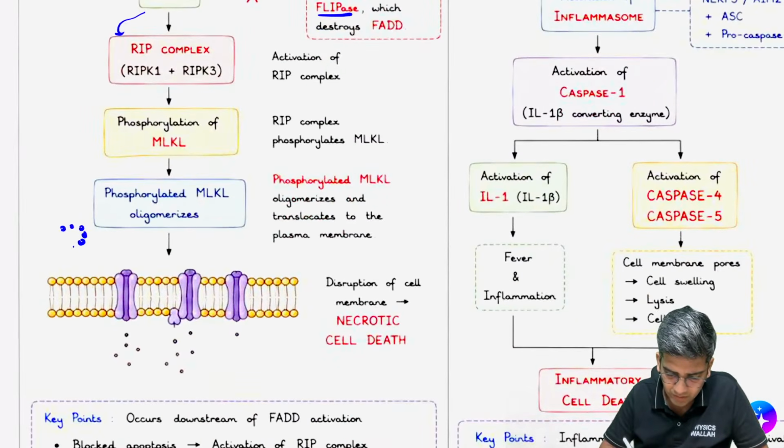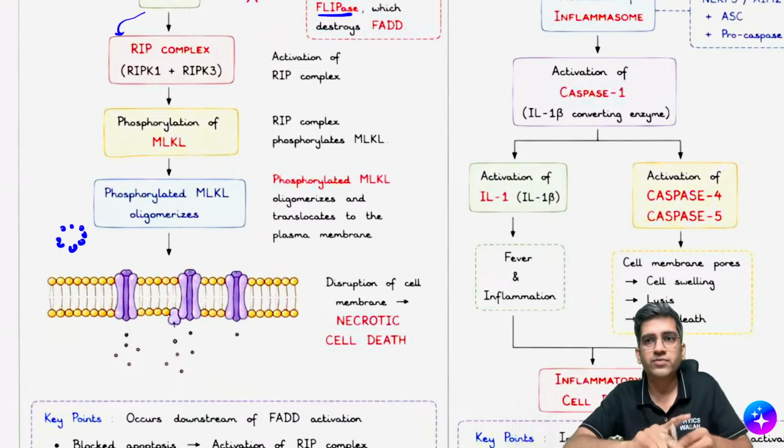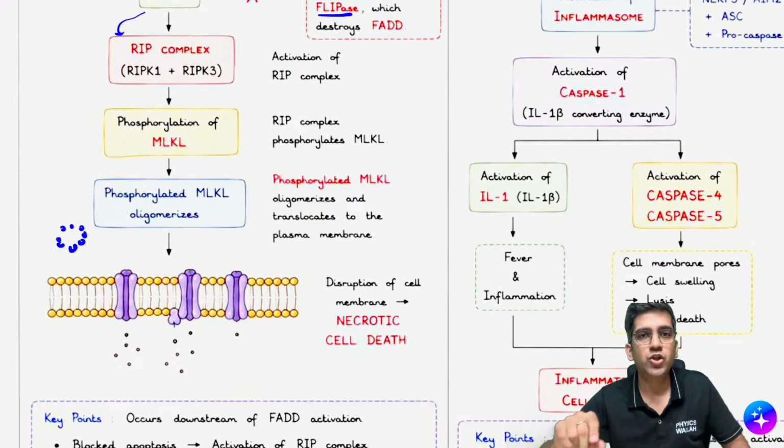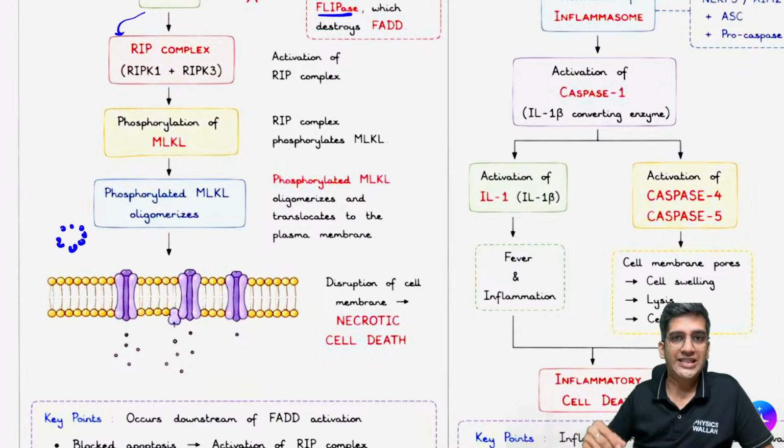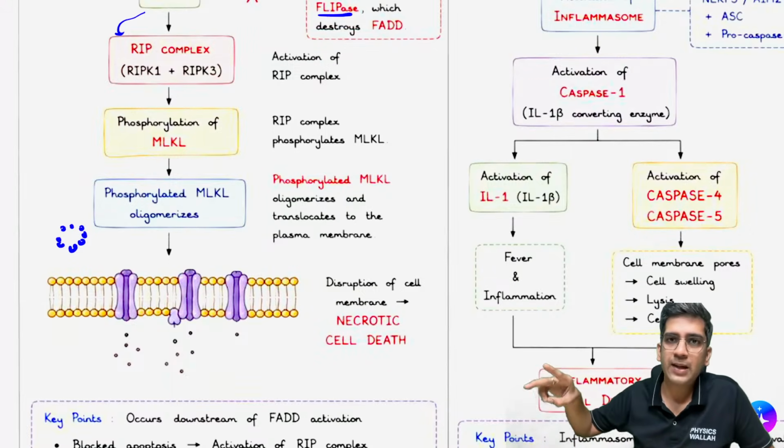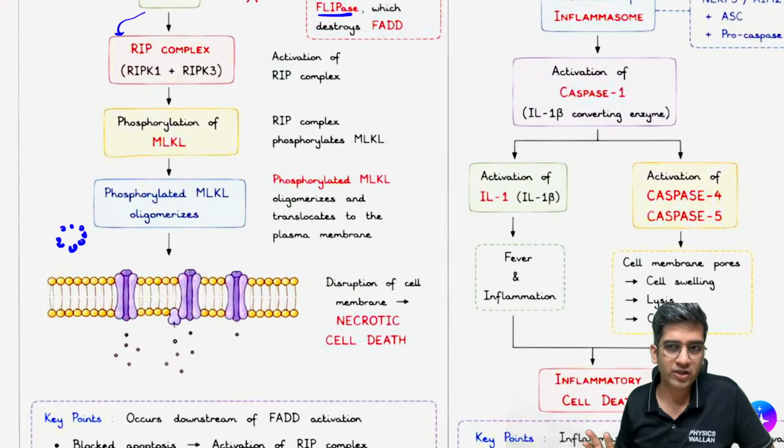Multiple of them will form something which will result in pores. It will create pores in the cell membrane. Once pores are created, the cell membrane is damaged and everything will come outside. You will have the same DAMPs which will trigger inflammation and cause necrotic cell death, right?